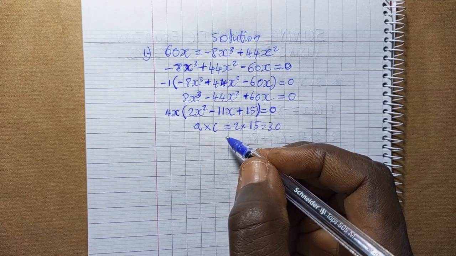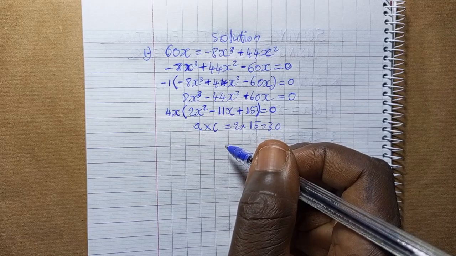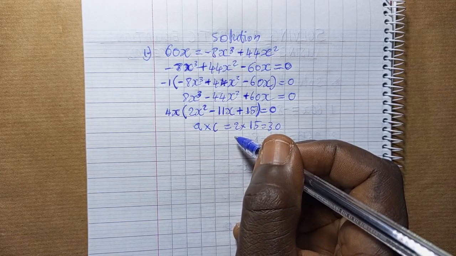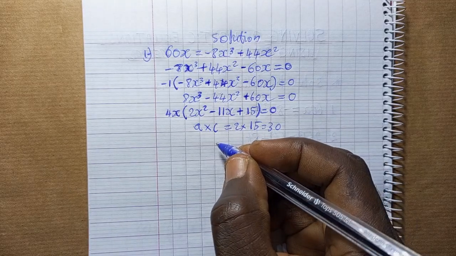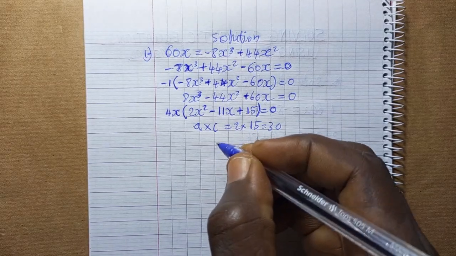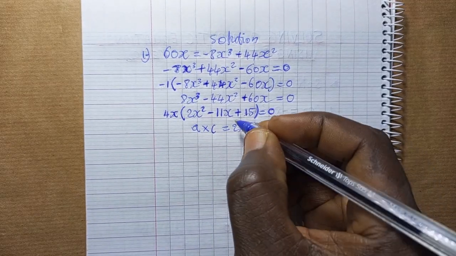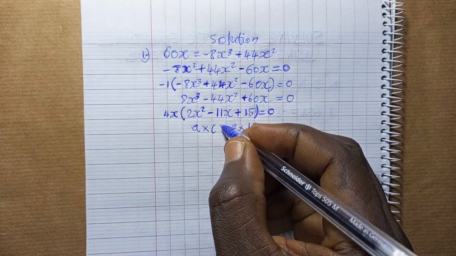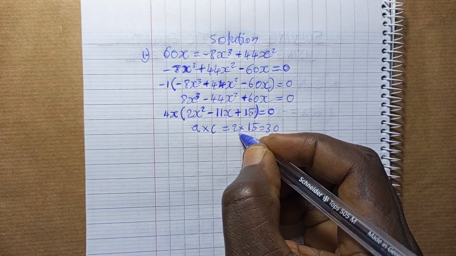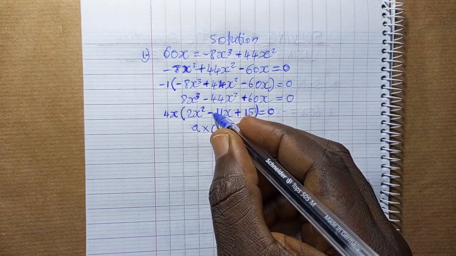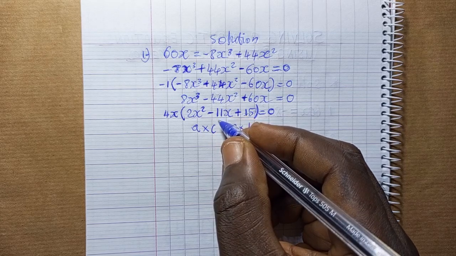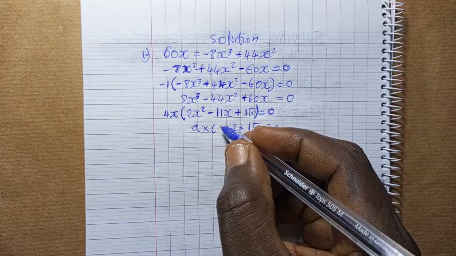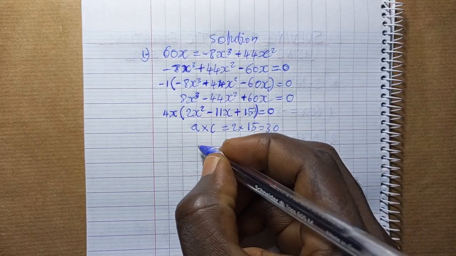For the sake of this video, I won't be wasting time on that because I've done a video on how to find the numbers. So in this video, I'll go straight to the point. Alright, so in this particular case, since the middle term is negative, the two numbers must be negative. So the numbers are minus 6 and minus 5.